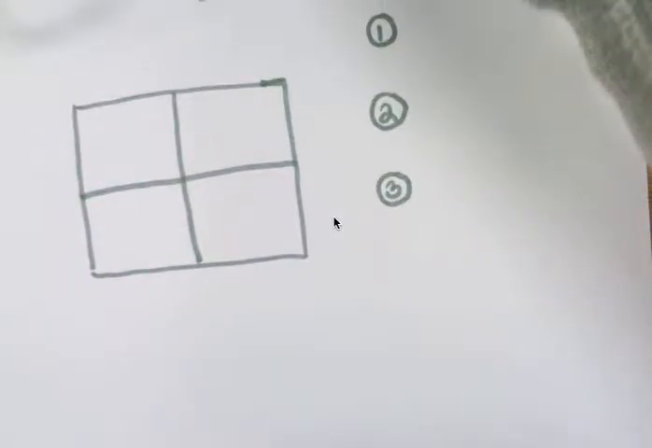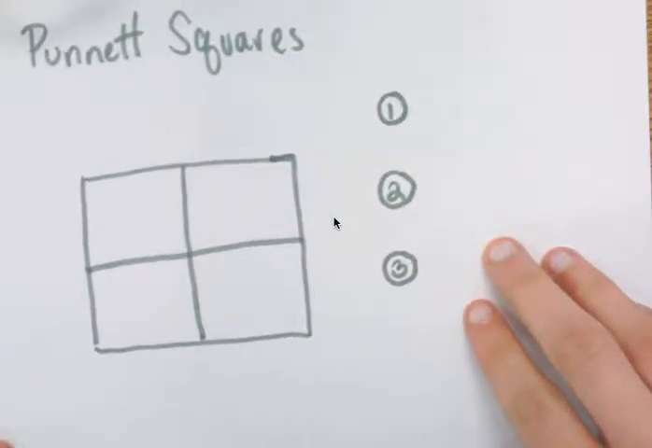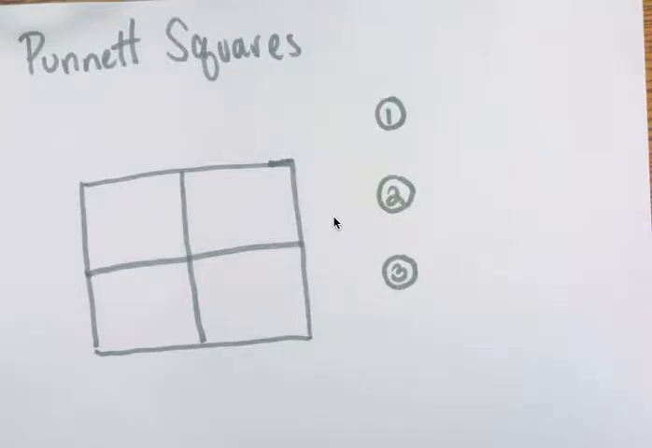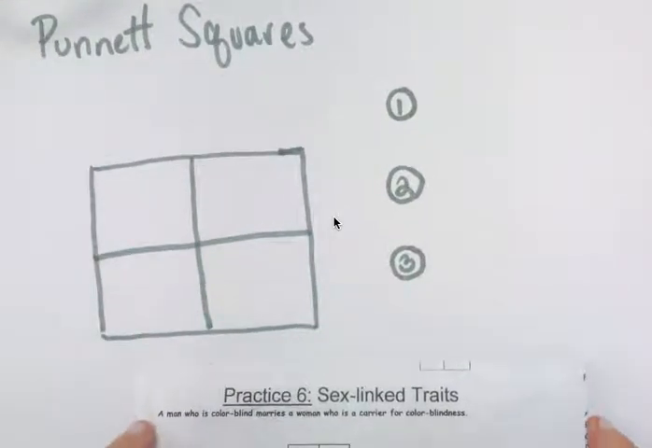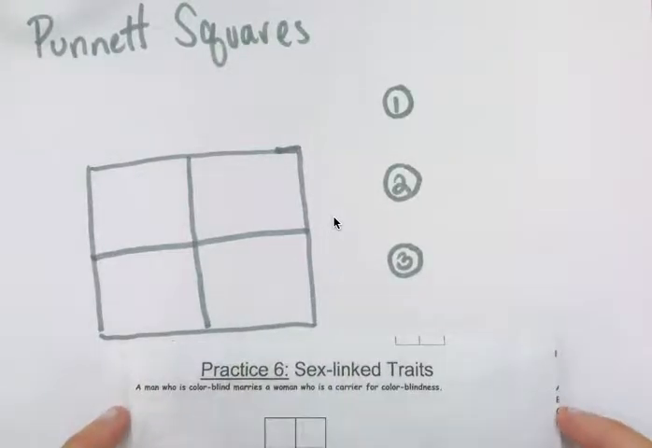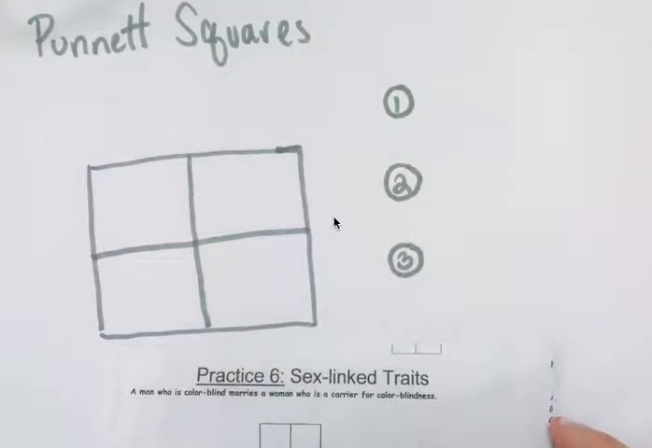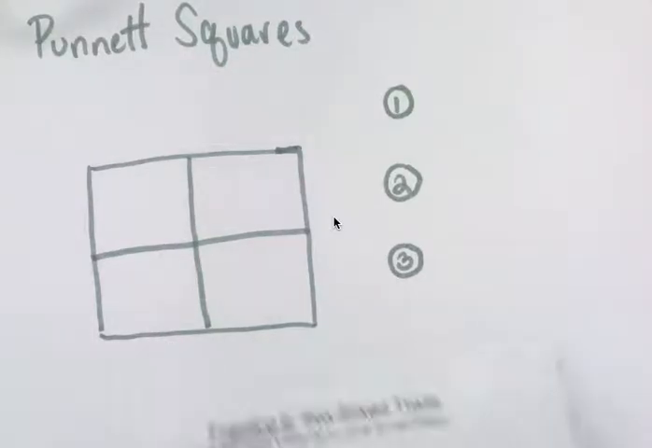All right, so let's do a little bit of practice with a punnett square. These punnett squares always throw my students off, and there's really no need to because they're just like every other punnett square that you've ever done. You just got to set up the alleles slightly different. All right, so here's my example down here. I don't know if you can see that. We have a man who is colorblind marries a woman who is a carrier for colorblindness. All right.